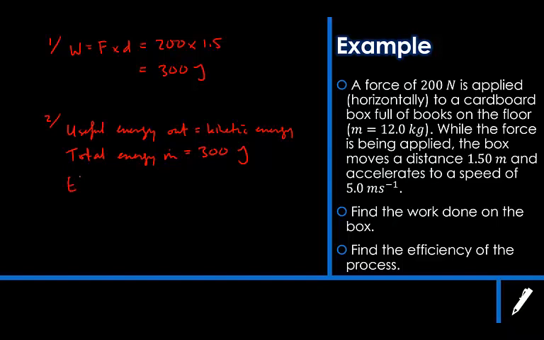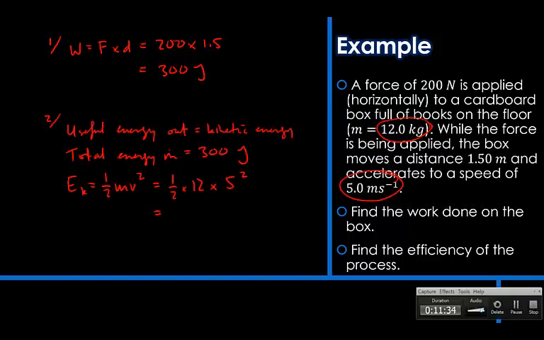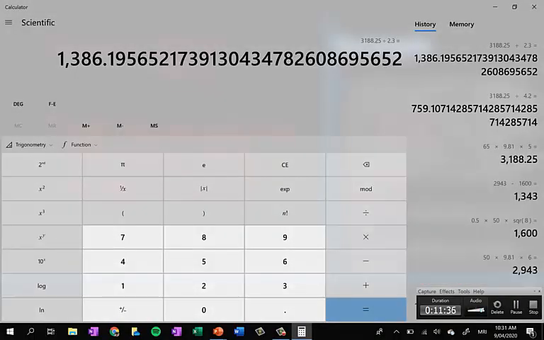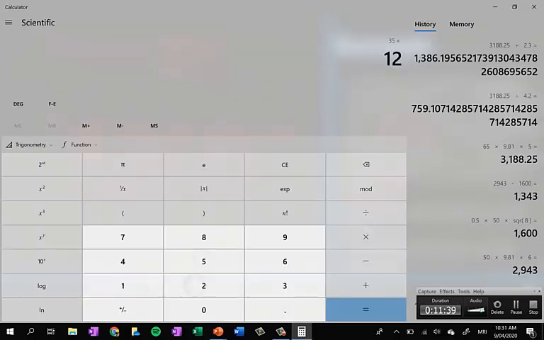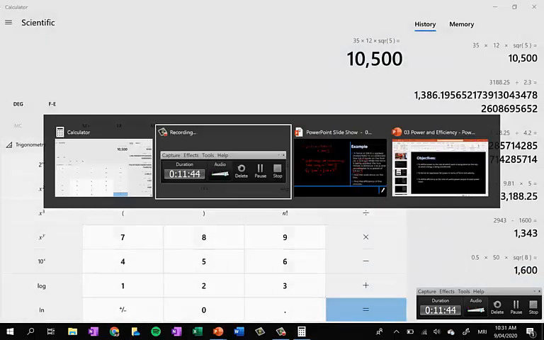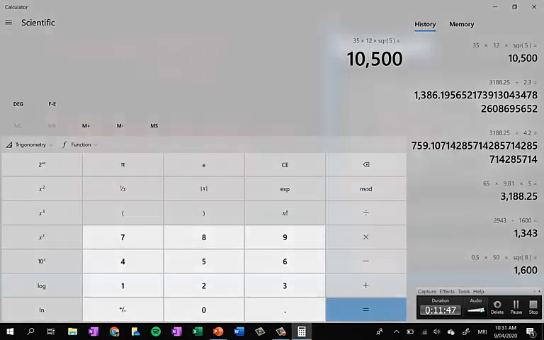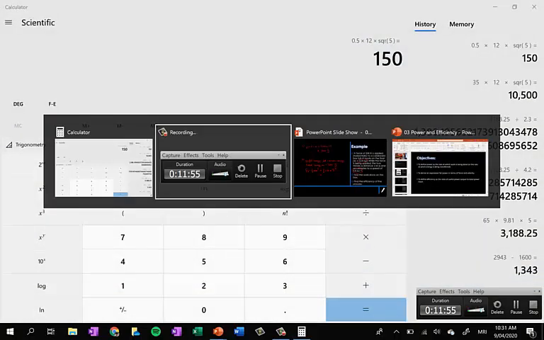So how much kinetic energy did it gain? EK is equal to 1/2 mv squared, which is 1/2 times the mass was 12 kilograms and the final speed was 5. So we go 0.5 times 12 times 5 squared gives us, oops, that's not right. Try that again. 0.5 times 12 times 5 squared gives us 150.